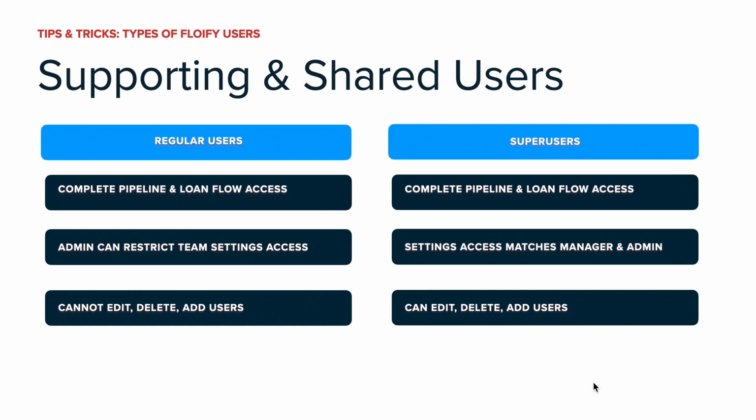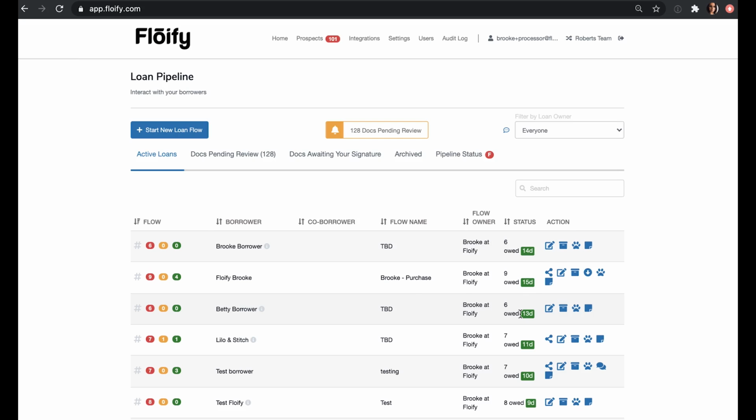Let me start sharing my screen. So I'm now logged into a supporting user's account, and this supporting user actually has super user access. So we can see here that I still have access to the complete loan pipeline. So I have access to all of the borrowers' information. I can edit the loan flows, archive loan flows, change the loan activity notices, see all the docs pending, etc. And then at the very top, I still have access to the prospects, the settings, the users, the audit log, etc. But I now see my email address is for my specific account.